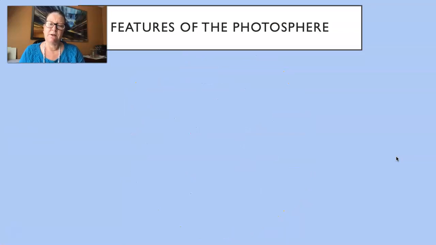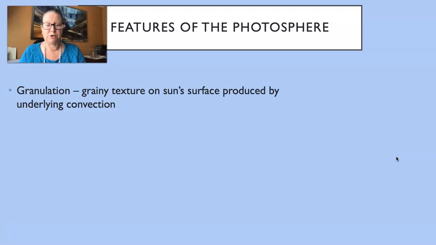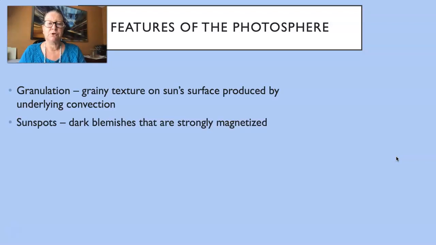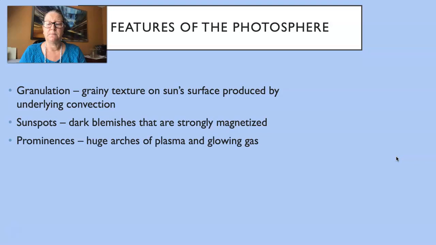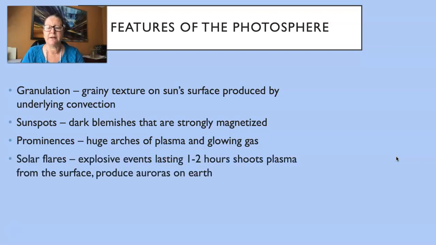Here's a summary of some of the features of the photosphere. The granulation, which I just mentioned. Sunspots, which you looked at in an assignment, are dark blemishes that are strongly magnetized. Prominences are these huge arch-like explosions of gas and plasma. And then solar flares are events that are extremely intense. They last 1 or 2 hours and they shoot plasma out from the Sun. When solar flares interact with Earth's magnetic field, we get auroras. In the northern hemisphere, they're called aurora borealis, or the northern lights.